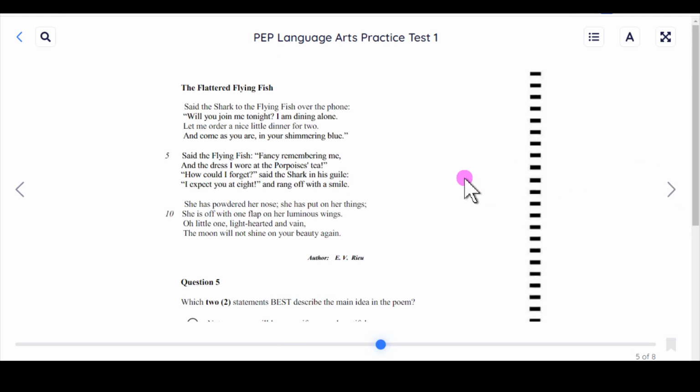Question 5. Here we have the flattered flying fish. All right, let's see what this one is about. Author V. E. Ryo.